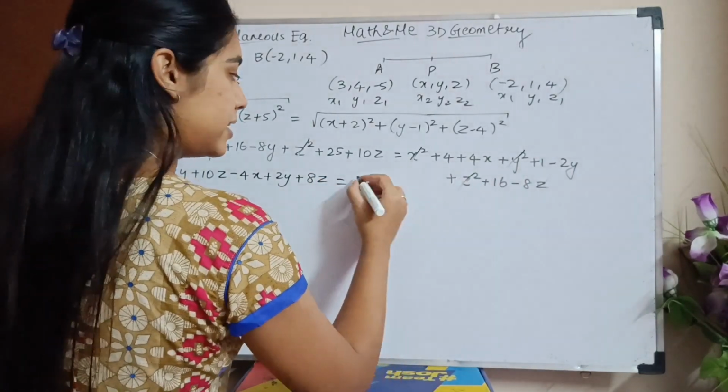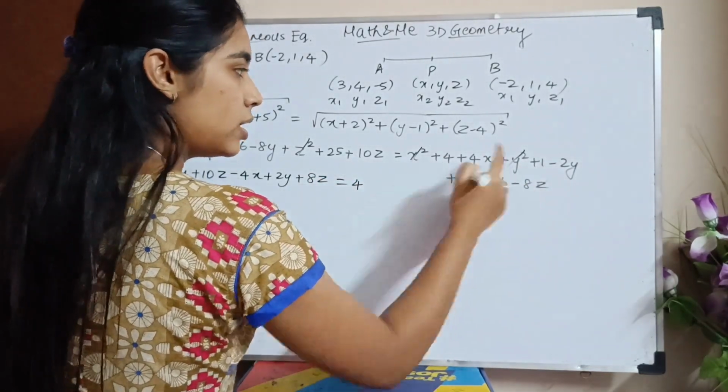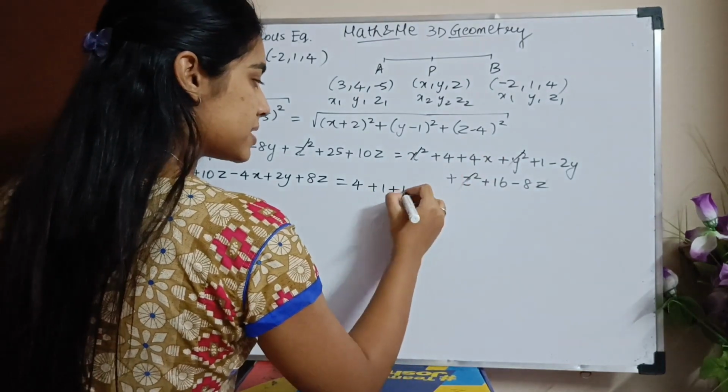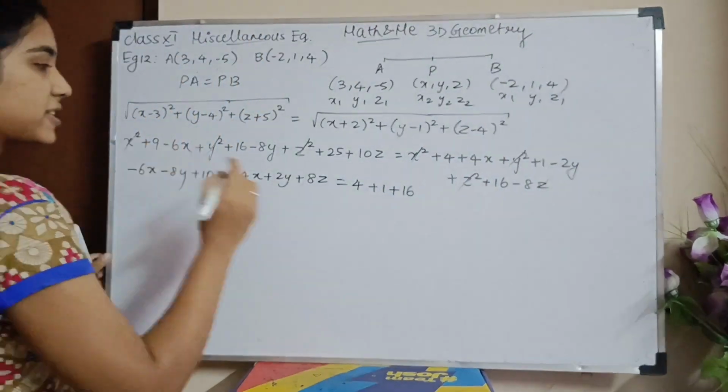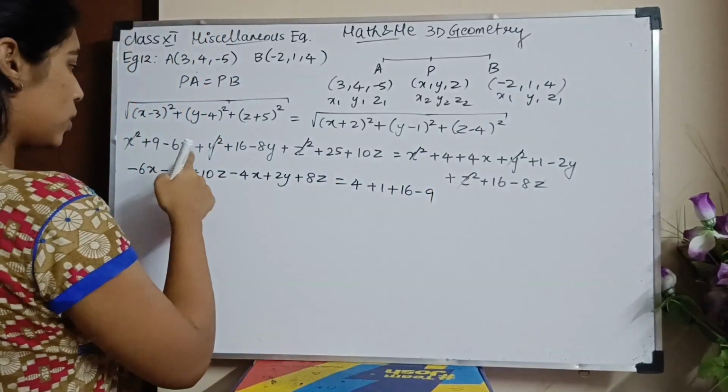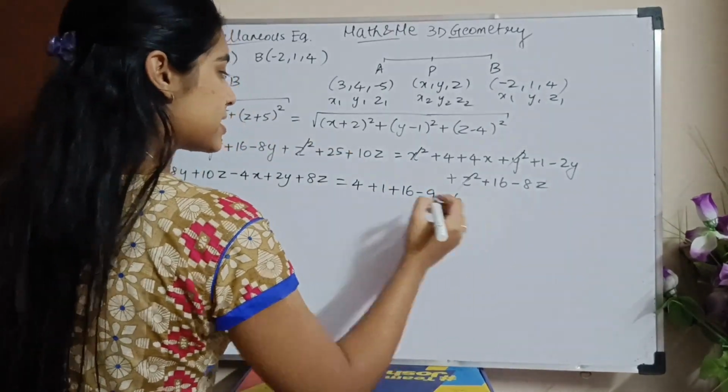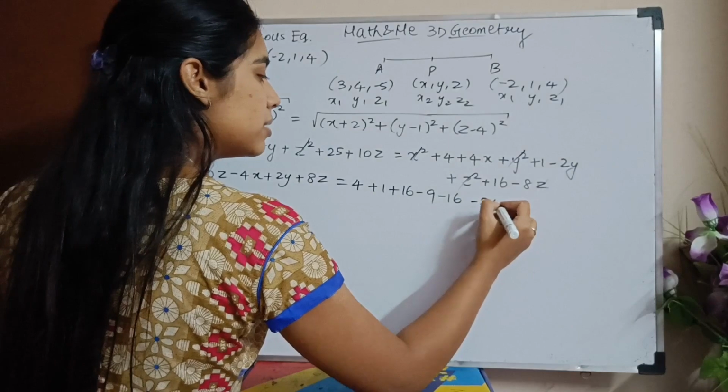So what is in my right hand side? 4 plus 1 plus 16. On the right hand side I have plus 9, so this becomes a minus 9. What else do I have? Plus 16, so it will become minus 16. Plus 25 will become a minus 25.